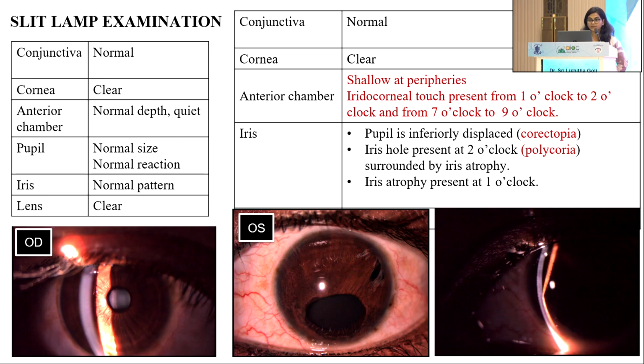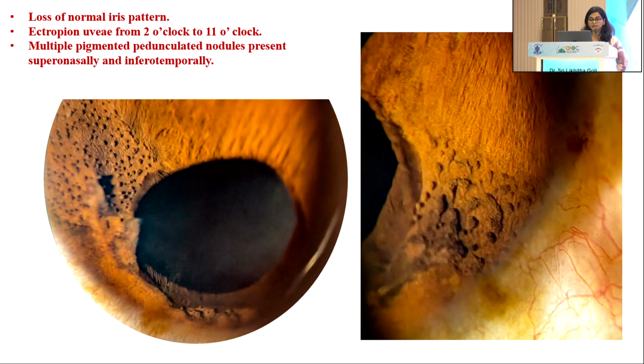Coming to the slit lamp examination, the right eye is normal. In the left eye the anterior chamber is shallow, mainly at the peripheries, with iridocorneal touch present from 1 o'clock to 2 o'clock and from 7 o'clock to 9 o'clock. The pupil is inferiorly displaced and a full thickness iris hole is present at 2 o'clock, surrounded by iris atrophy. Iris atrophy is also present at 1 o'clock. This is the magnified view of the iris, showing loss of normal iris pattern with ectropion uveae from 2 o'clock to 11 o'clock, and multiple pigmented pedunculated nodules superior-nasally and inferior-temporally.